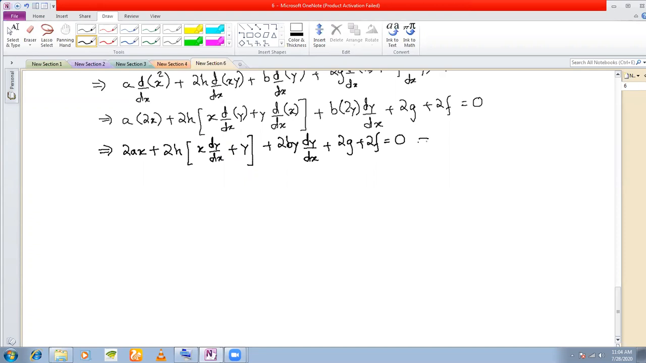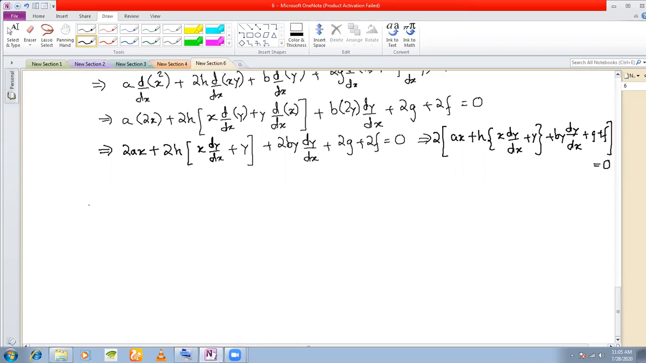Now you can take 2 common from all this. You get twice of (ax plus h (x dy/dx plus y) plus by dy/dx plus g plus f) is equal to 0. I have simply taken 2 common.